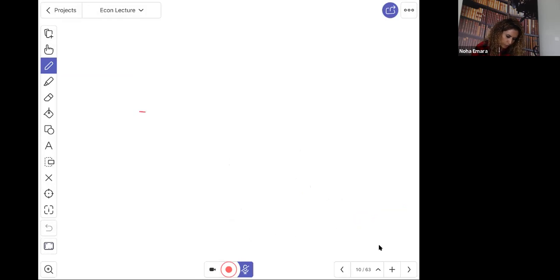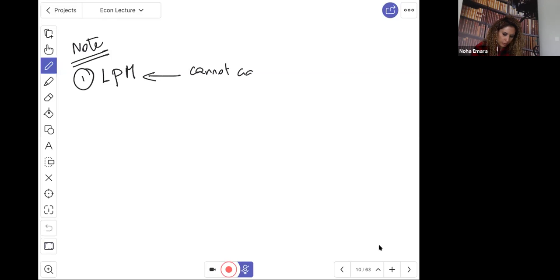So I want you to note the following before we move to the example. Number one, the linear probability model cannot capture all the nonlinear nature of the population parameters. It has a disadvantage.